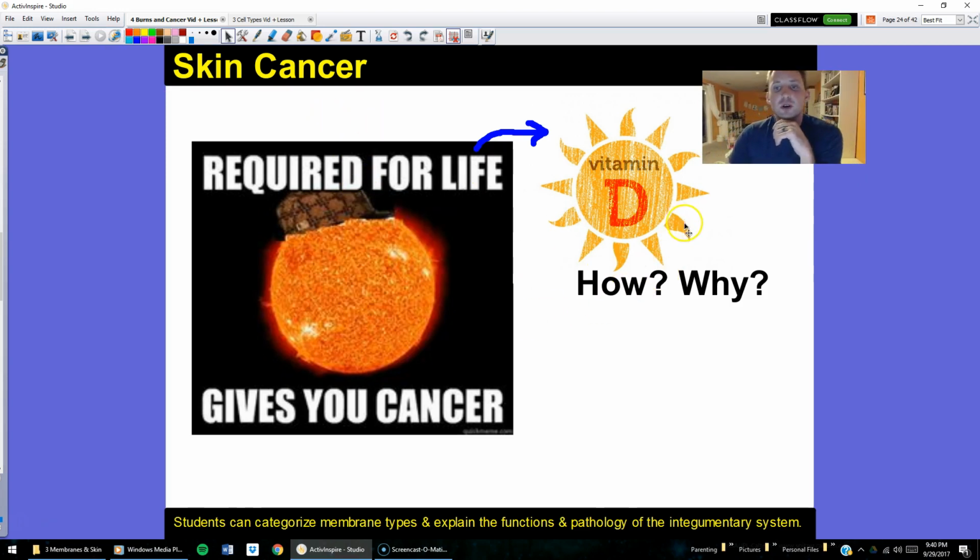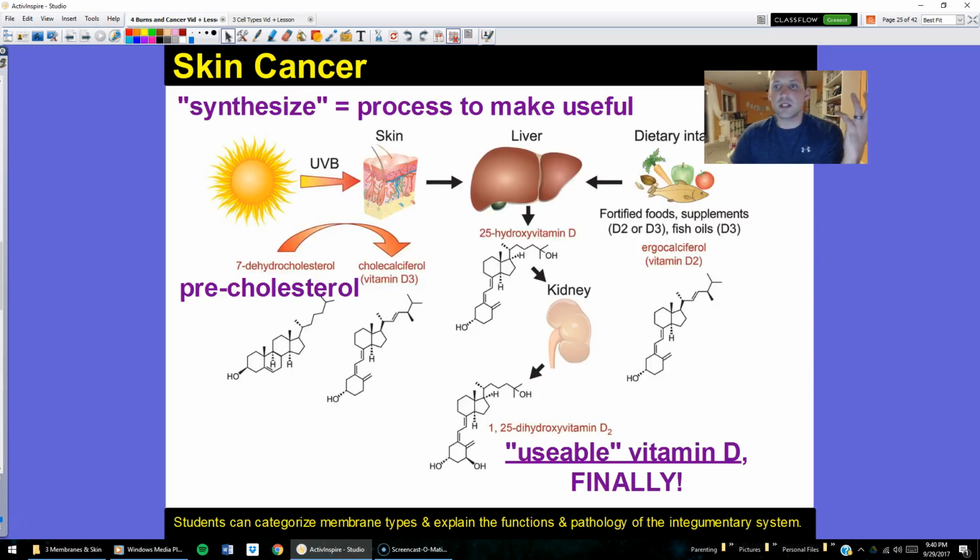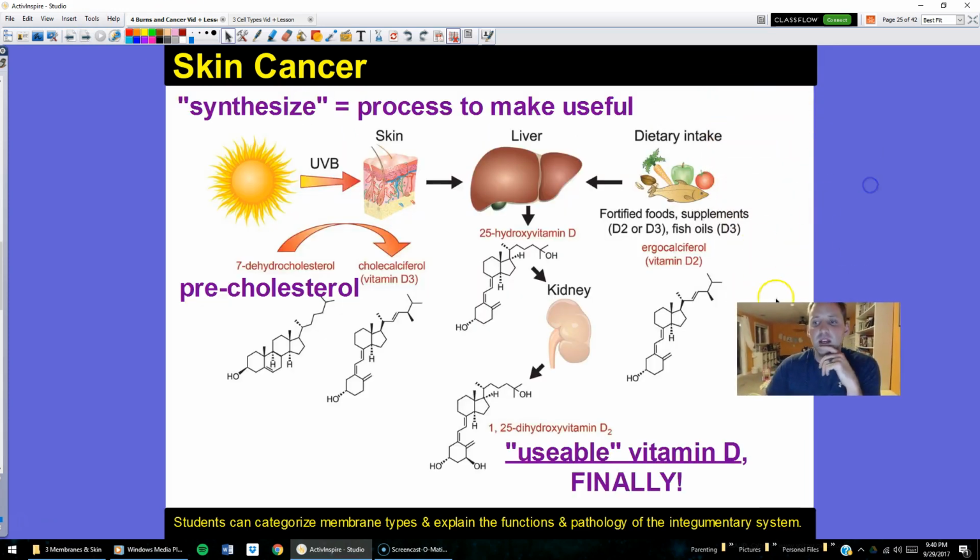Your skin also synthesizes vitamin D, so it's required for life. So what is this thing? What is synthesizing vitamin D? You can get vitamin D from food, from supplements, from green leafy foods, from fish oils. There's a couple different versions, D2 and D3, that you can get from foods that you can intake. That is processed in your liver.